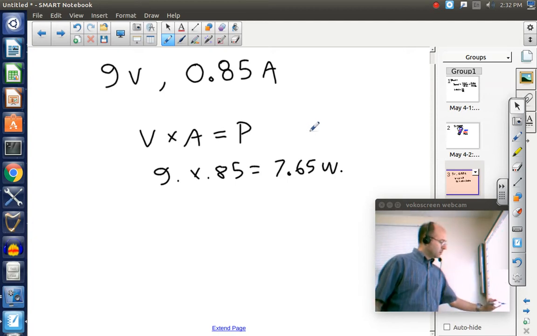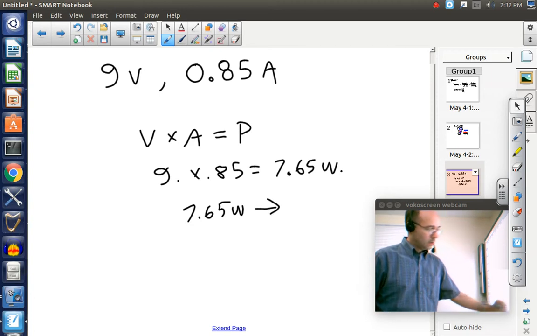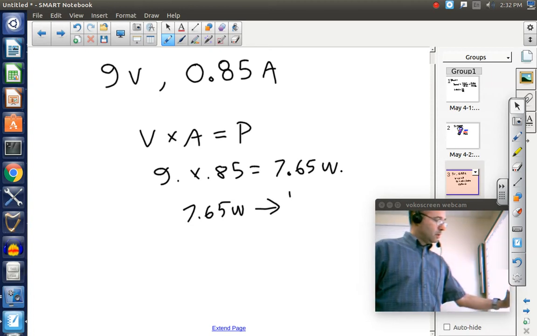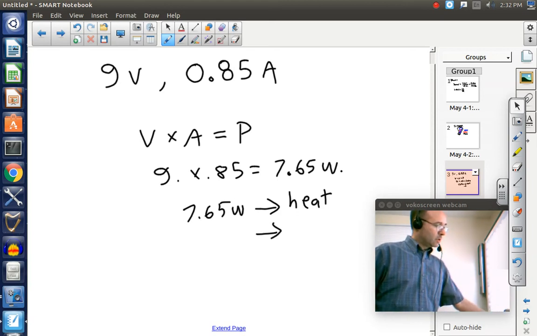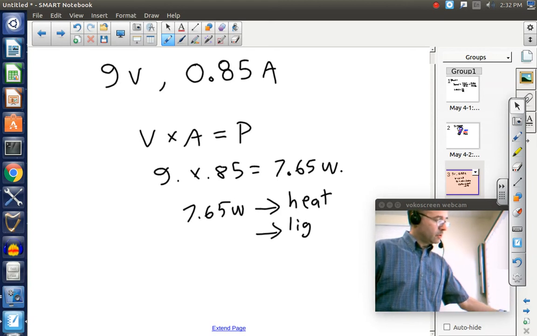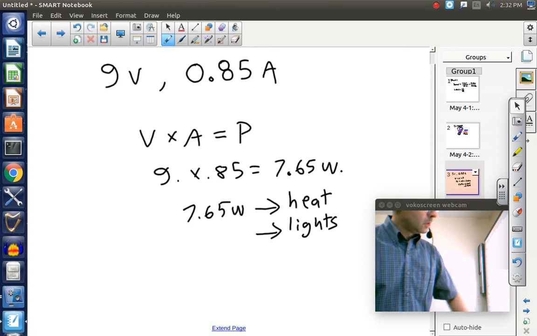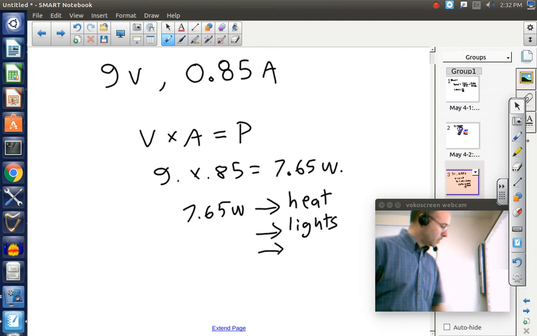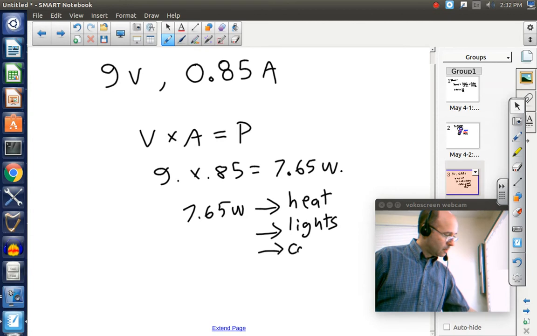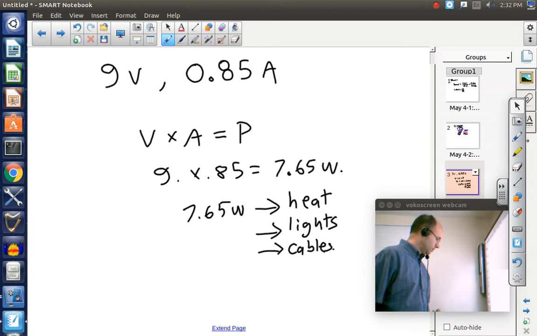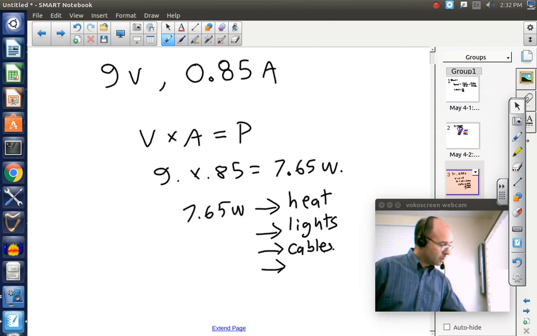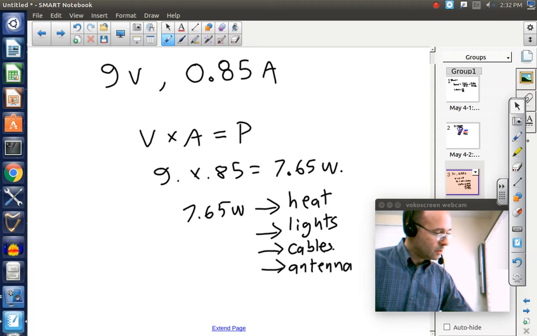So where does this 7.65 watts go? Some is heat. Some of this goes to operate the lights on the front panel. Some of this goes down the cables at the back to send electrical signals to my printer and other devices. And some of this energy is broadcast through an antenna.